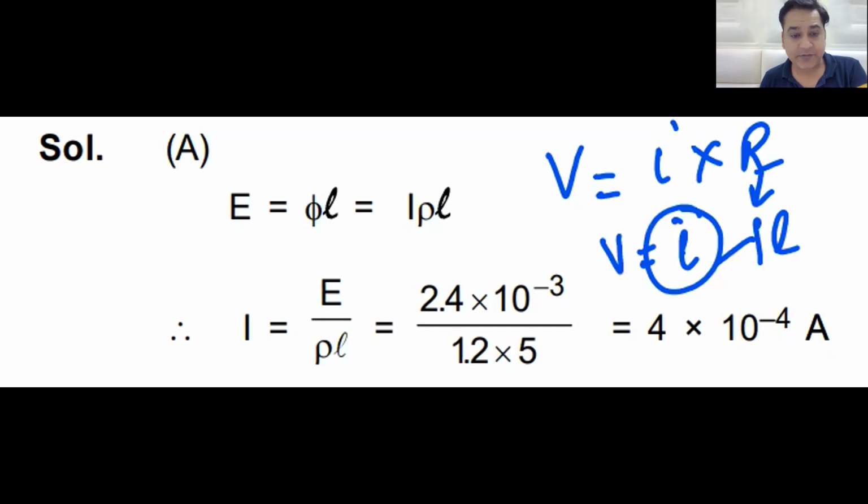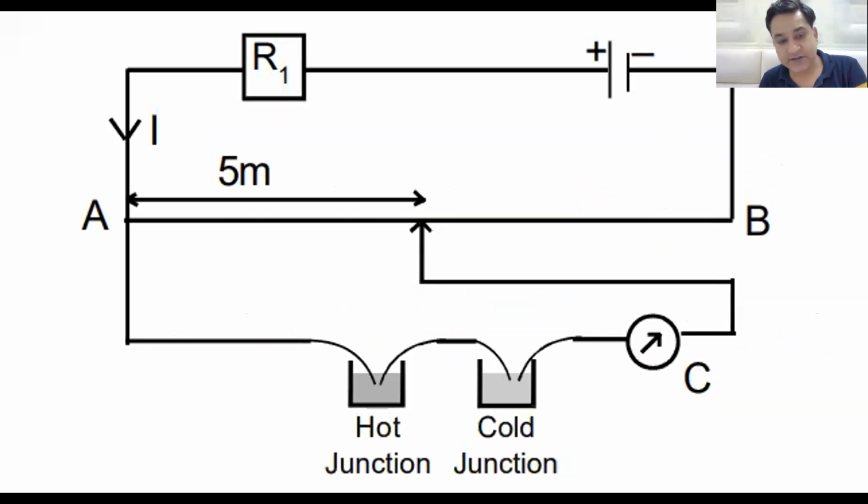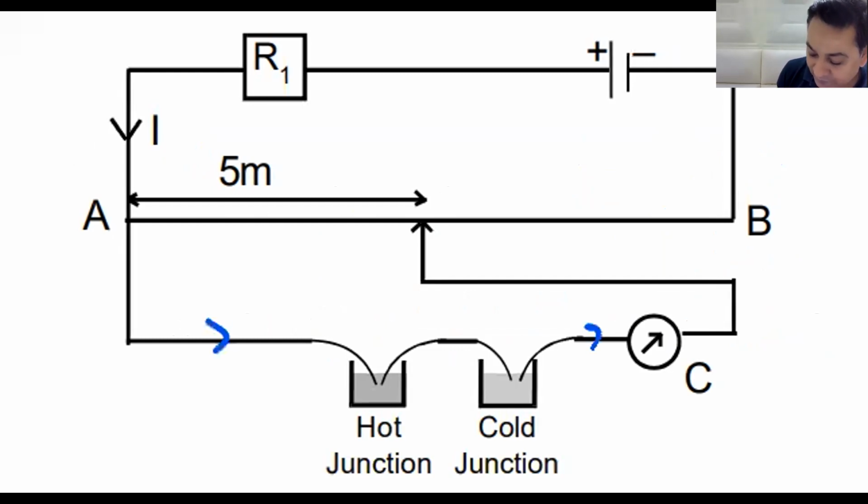I'll show you a diagram probably. You can see the diagram. I hope you can see the diagram. Sir, is there any change when it is hot junction and cold junction? No, beta. This is just a thermocouple, right? Now, when the galvanometer reads 0, there is no current in this thermocouple. Do we understand this? Okay, sir.